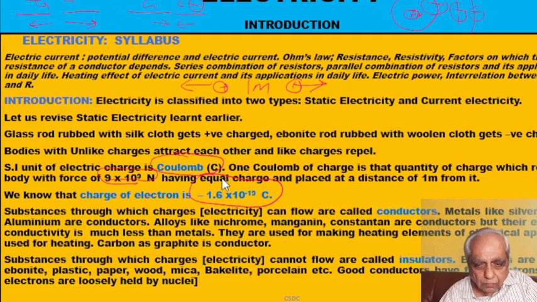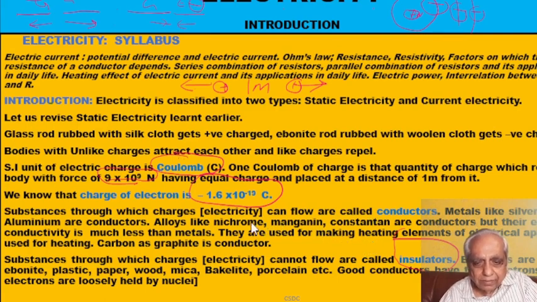Is it all right? In general, as I told you, metals are good conductors of electricity, and the materials which are not good conductors are called insulators, like wood. Wood is an insulator. Plastic, ebonite, mica, bakelite, porcelain, all such things are insulators. So through them we cannot pass electricity.